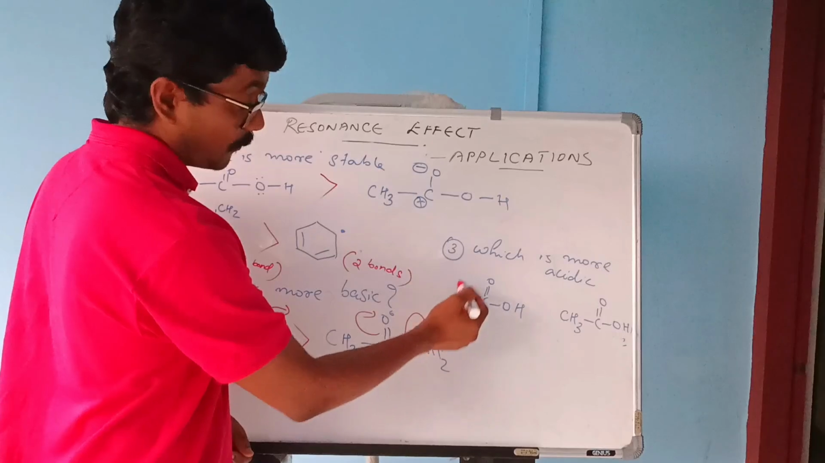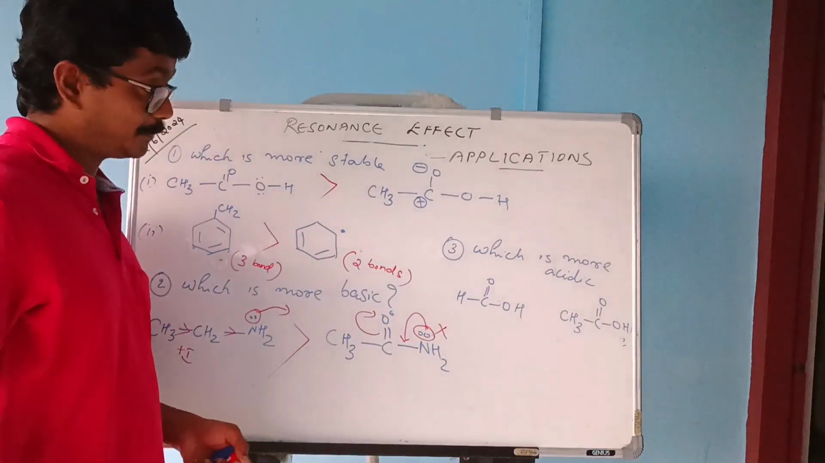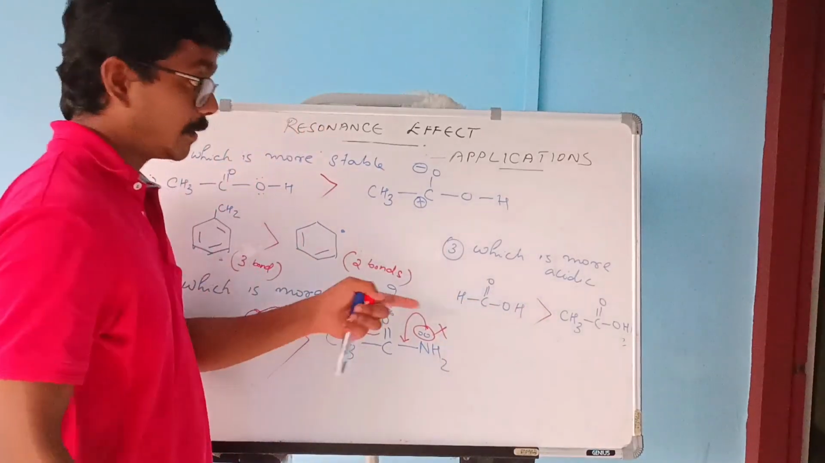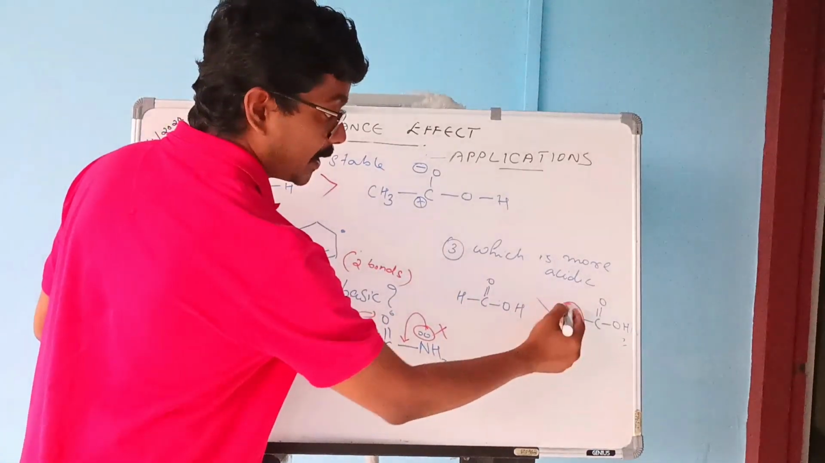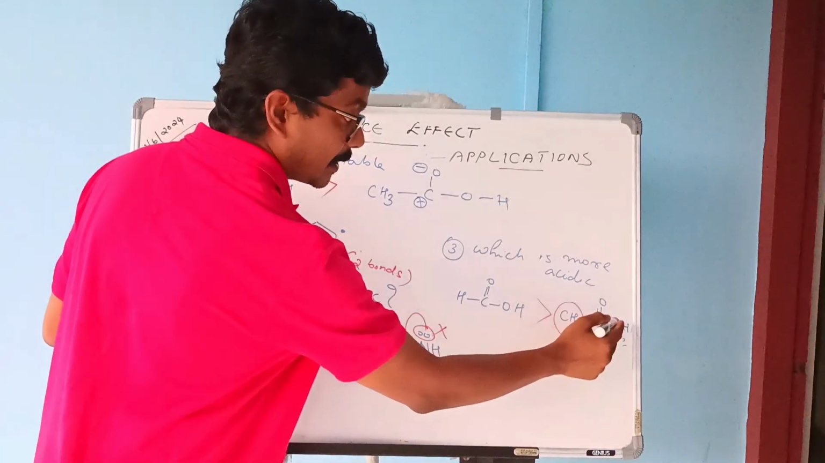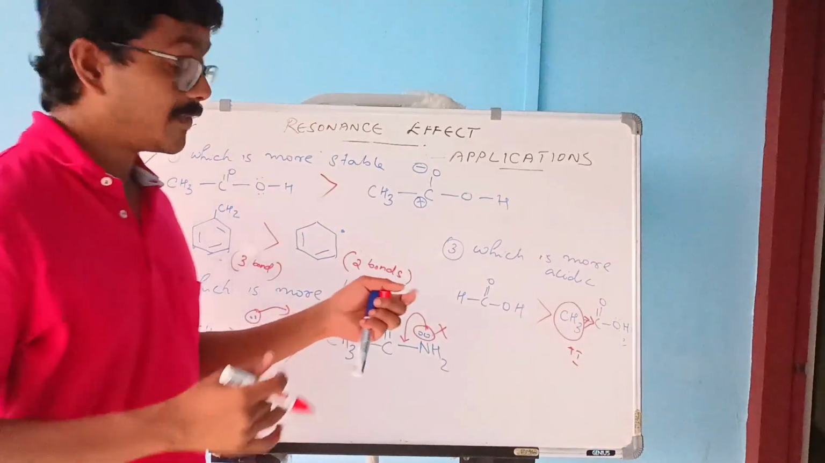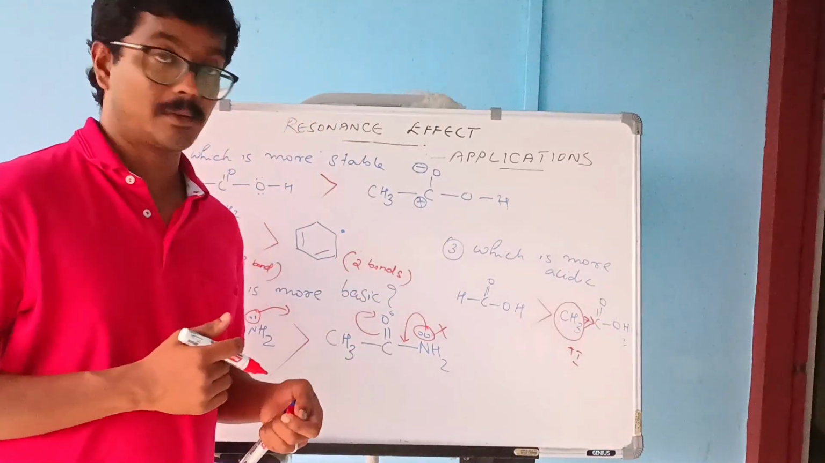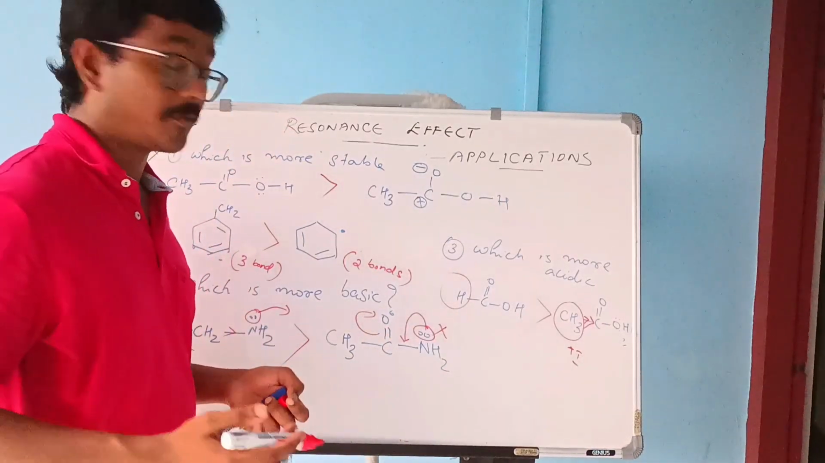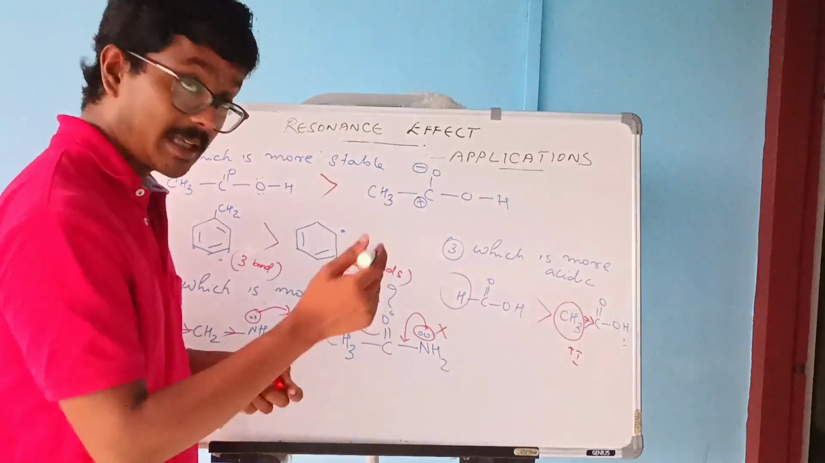Which is more acidic here? This is formic acid and this is acetic acid. Which is more acidic? Absolutely, this one is more acidic, because the CH3 group has a plus I effect, which increases the electron density on the oxygen atom and will hinder the release of the H plus ion. Here, hydrogen does not have any plus I or minus I effect. As a result, the release of the H plus ion in aqueous solution becomes very easy.